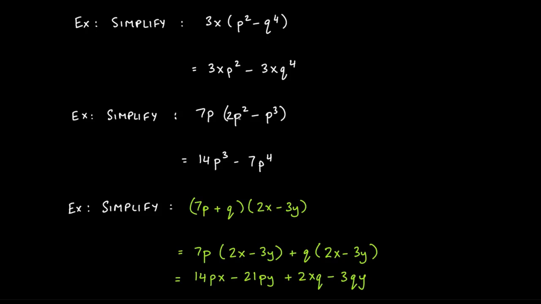Because I'm multiplying and the bases are the same, I have to add the powers. Now, p by itself, any variable or a number by itself, always has a power of 1. So imagine there's a 1 here. 1 plus 2 would give us 3. That's where this 3 comes from. If we multiply 7 and the negative 1, we get negative 7. And then p times p to the 3rd, or p cubed, gives us p to the 4th. 1 plus 3 gives us 4.